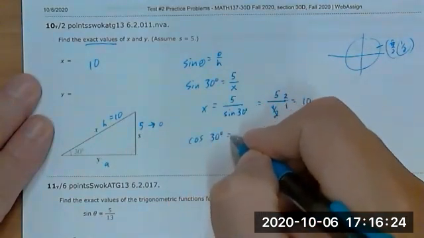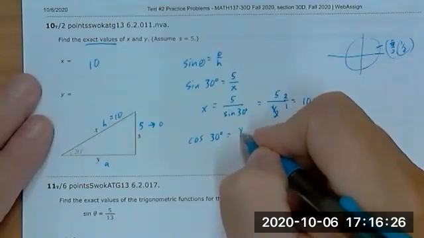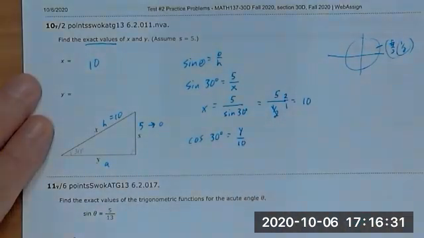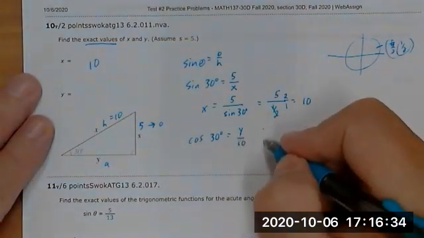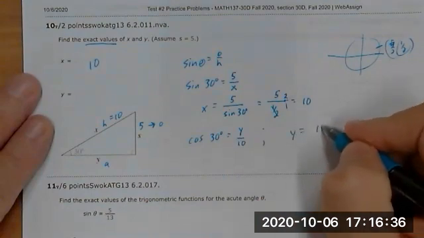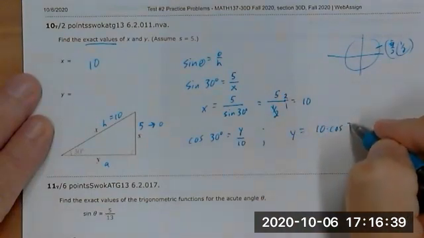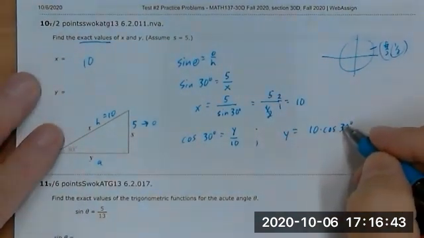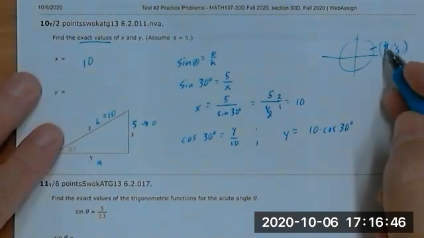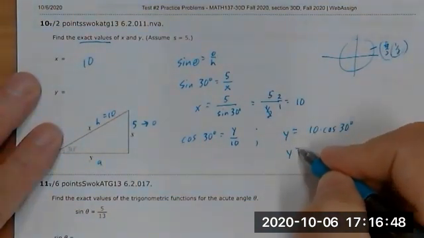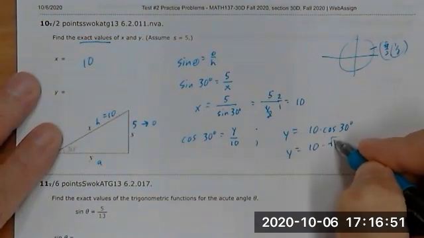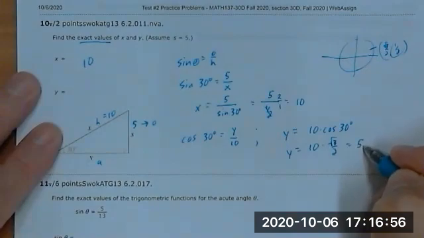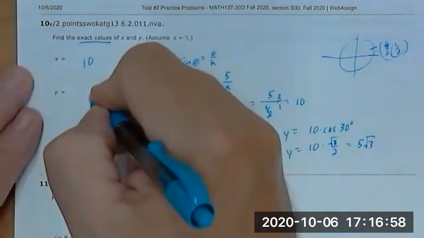Cosine of 30 degrees, so CAH, adjacent is y over 10. If I want to solve for y, multiply both sides by 10. 10 times the cosine of 30 degrees. Once again, this is a special angle. I know from my unit circle right here, cosine of 30 is square root of 3 over 2. 10 times square root of 3 over 2. 10 over 2 is 5. Should be 5 square root of 3.